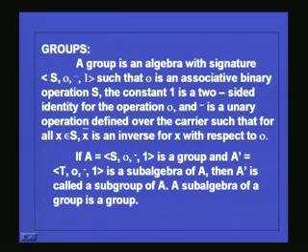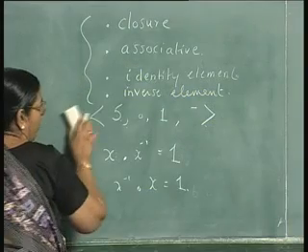The subalgebra is called a subgroup. Now, let us consider some examples of groups. The group has to satisfy these 4 properties. We have seen that it has to satisfy the 4 properties.